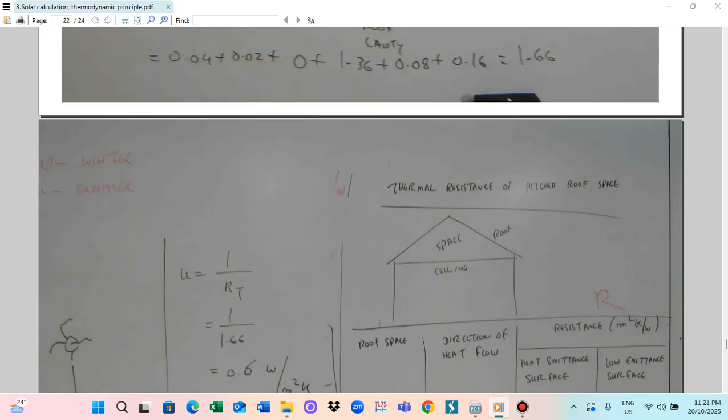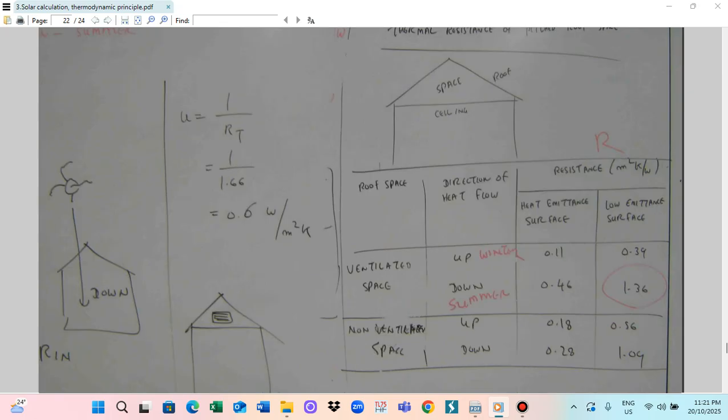Then you can calculate U. So U is equal to 1 over R total, so 1 over 1.66. You get 0.6 watt per meter square Kelvin. So this is the heat flow calculation.